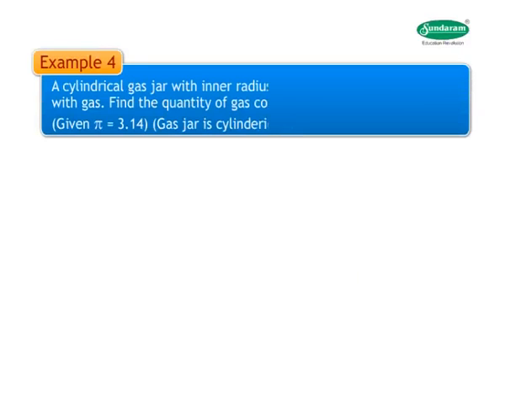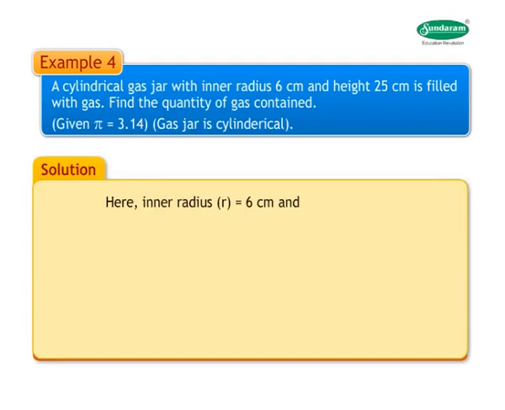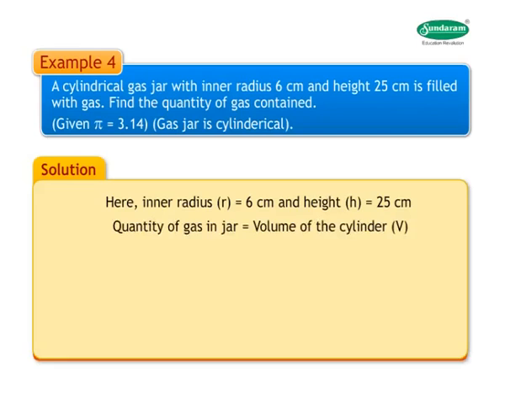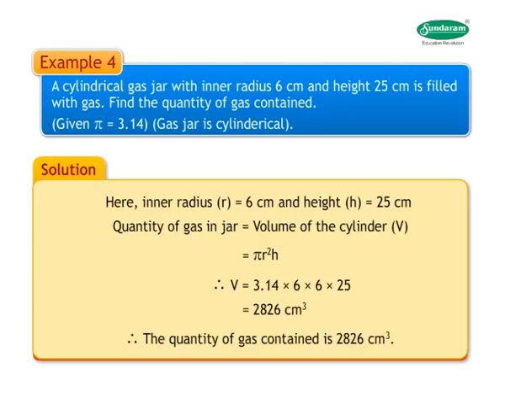Example 4. A cylindrical gas jar with inner radius 6 centimeters and height 25 centimeters is filled with gas. Find the quantity of gas contained. Given pi is equal to 3.14 and gas jar is cylindrical. Solution. Here, inner radius r is equal to 6 centimeters and height is equal to 25 centimeters. Quantity of gas in jar is equal to volume of the cylinder, which is equal to pi r square h. Therefore, 3.14 into 6 into 6 into 25 is equal to 2826 centimeter cube. Therefore, the quantity of gas contained is 2826 centimeter cube.